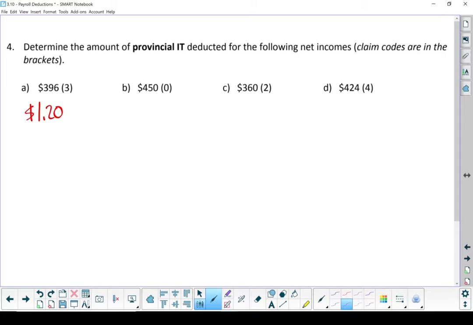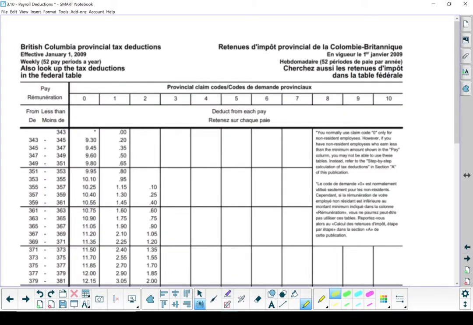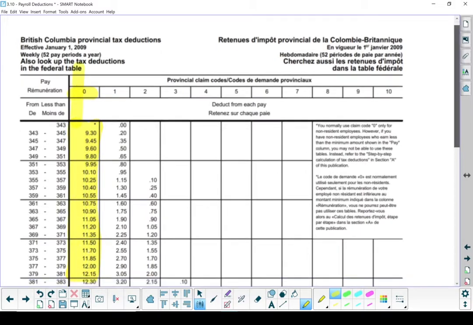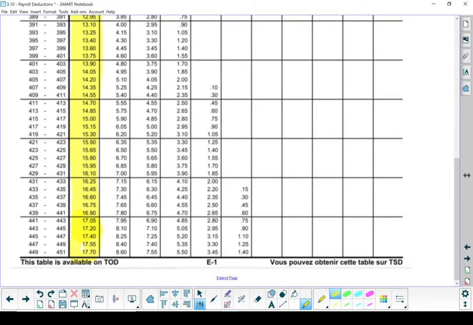$450, but claim code 0. Remember, the lower the claim code, probably the higher your tax is going to be. Our claim code is 0. All the way there at the bottom. So $450 and claim code 0 is going to be right there. That's a provincial income tax of $17.70.